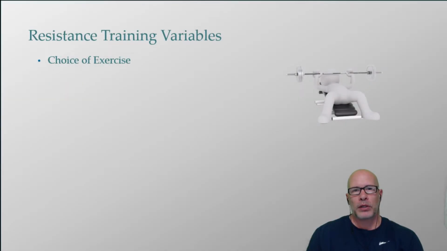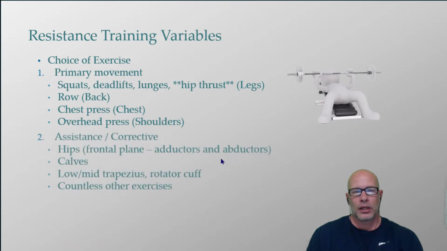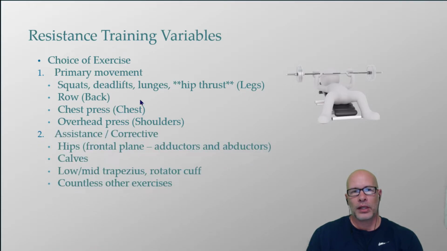The main point I want to make about choice of exercise is that it falls into one of two categories. It's either a primary movement, such as what you see on this list, and if an exercise doesn't fall into the category of a primary movement, then by definition, it's an assistance or corrective exercise. Some examples would be hip strengthening exercises, such as strengthening your adductors and abductors, calves, low and mid trapezius, your rotator cuff. But there are a countless amount of exercises that fall into the assistance or corrective category.